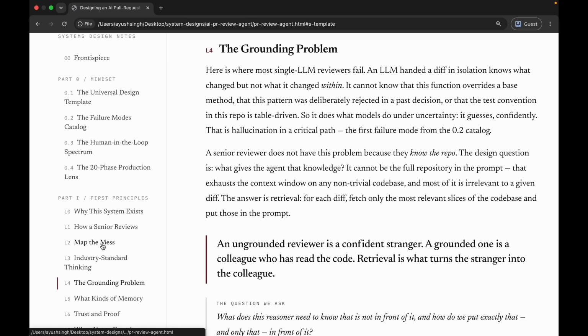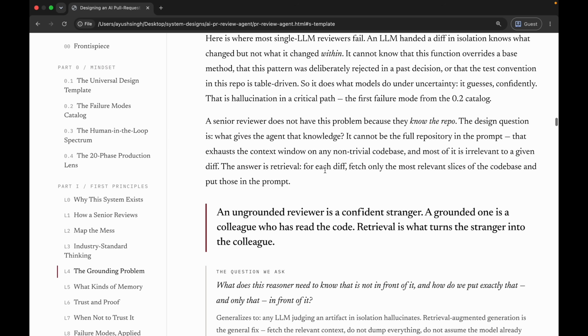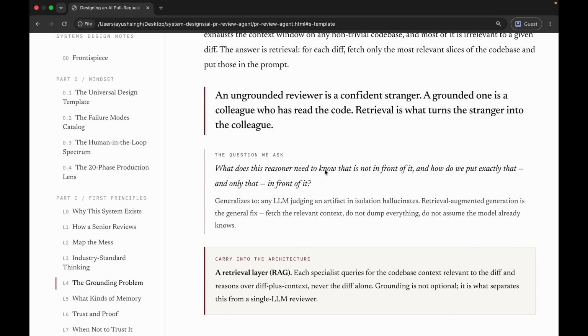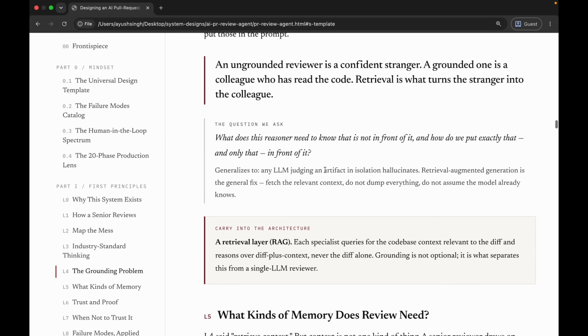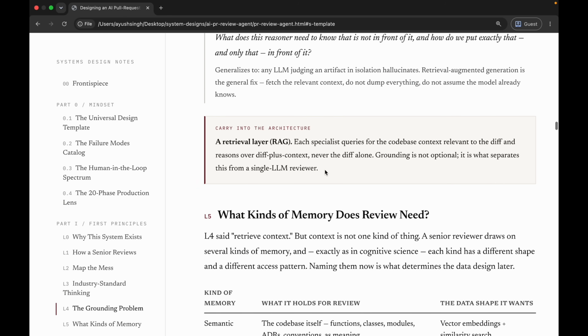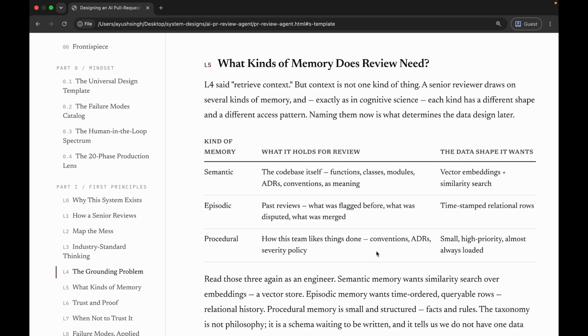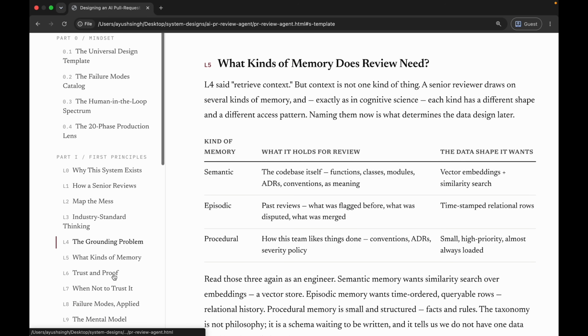So what we are doing is looking at every specific problem from that mess, and then we are solving it. Retrieval is what will turn the stranger into the colleague. Now, what kind of memory does a review need? For example, the grounding problem said we want to retrieve the context, but it can be multiple.